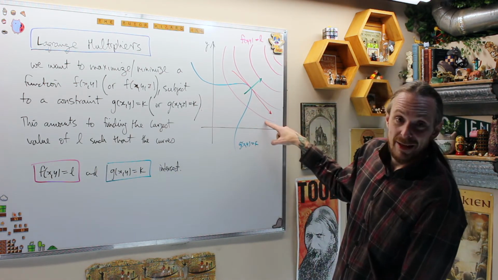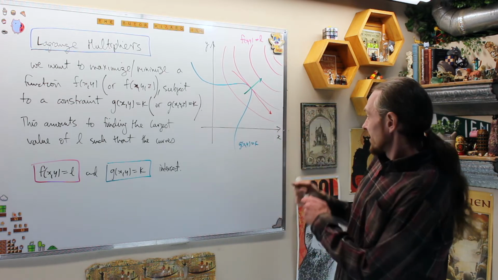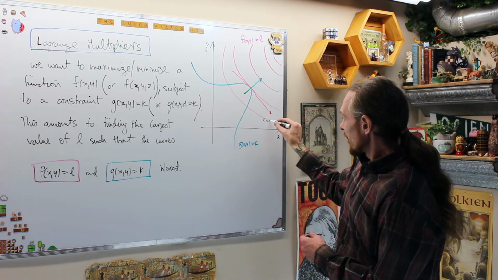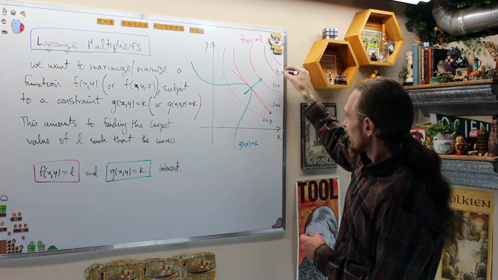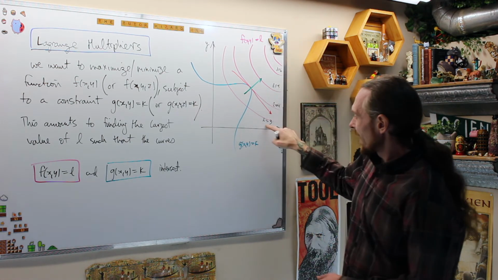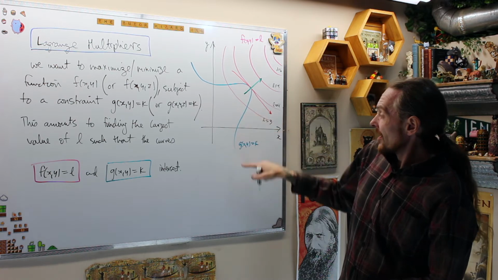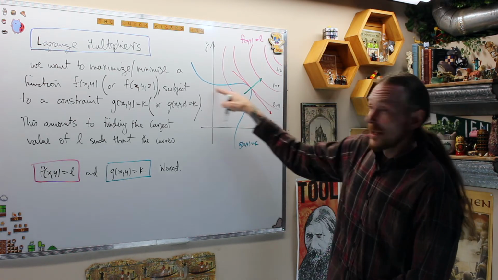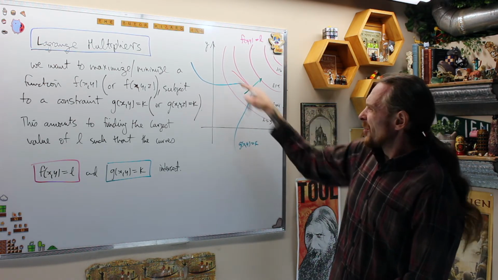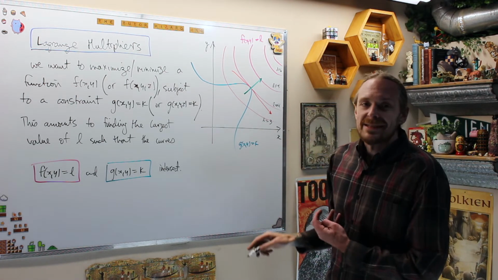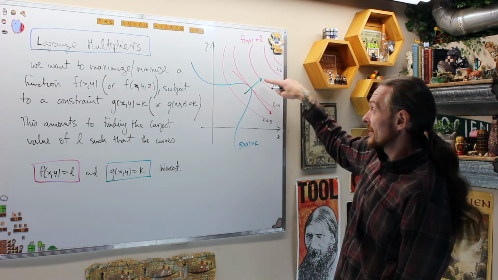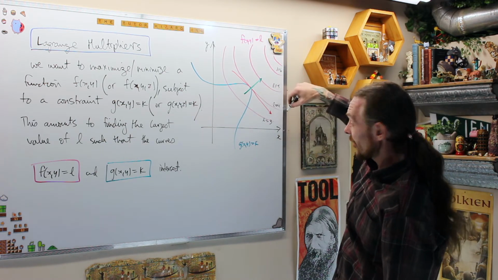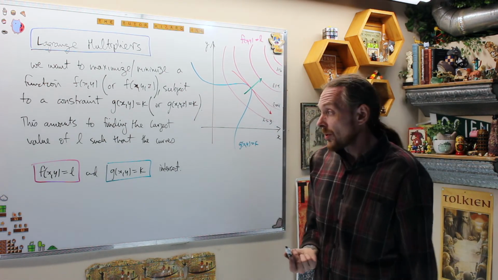For other values of L, if this is L equals 3 and L equals 4 and L equals 5 and so on, we see that L equals 3 intersects the g curve, but at more than one point. We want a tangent essentially, or just touching, so that they just intersect. We want the largest L such that they intersect. And that's this one, L equals 4, is the idea of what we're looking for.